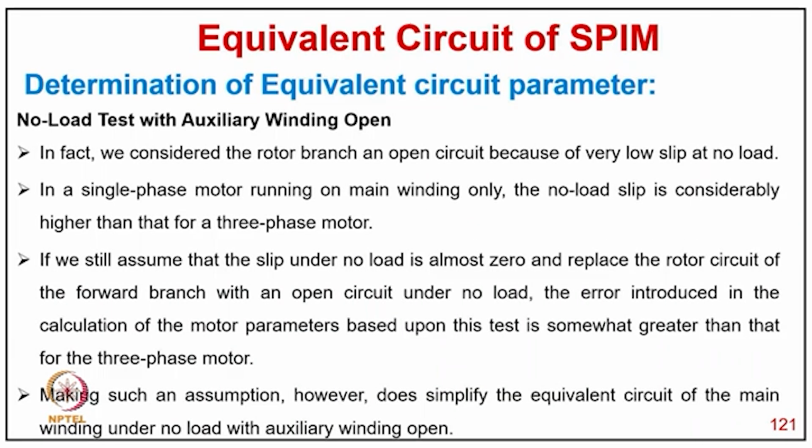Now, coming to the no load test with the auxiliary winding open, exciting only the main winding. We consider the rotor branch as open circuit because of the very low slip at no load. In a single phase motor running on the main winding, the no load slip is considered higher than in a three phase induction motor, but still we assume that the slip under no load is almost zero. So we replace the rotor circuit with the forward branch open under no load. Even though the error introduced in the calculation of the parameters by this assumption is somewhat greater, making it does simplify the equivalent circuit of the main winding under no load with the auxiliary winding open.